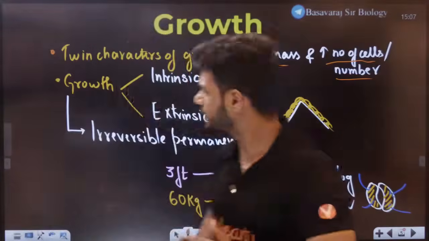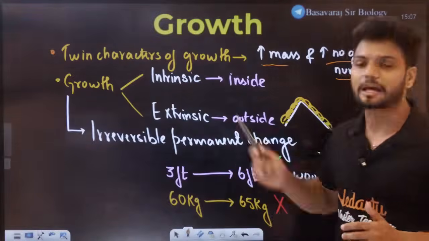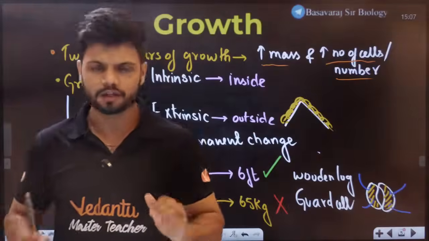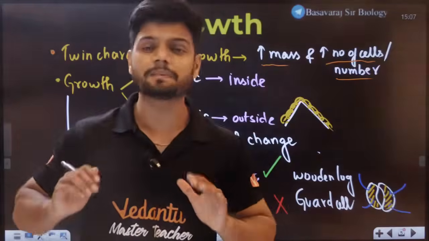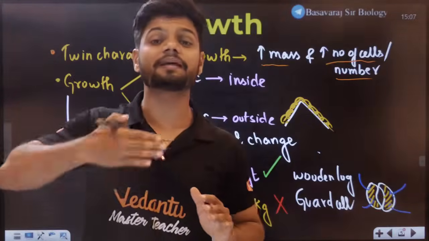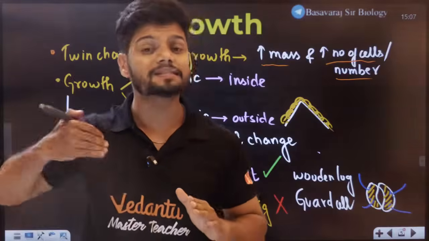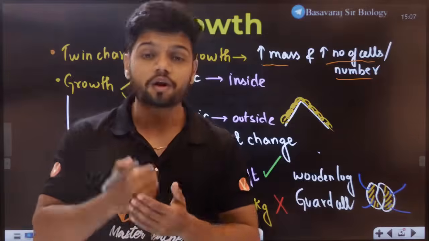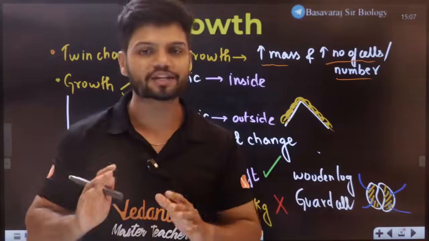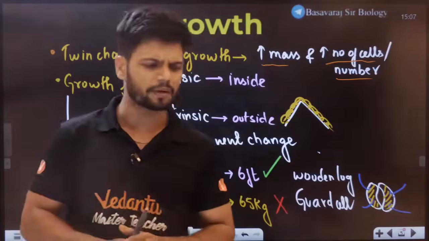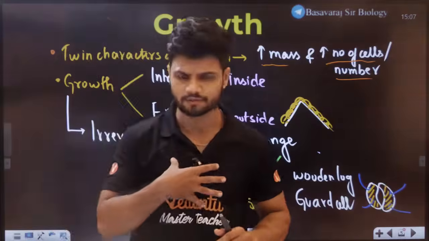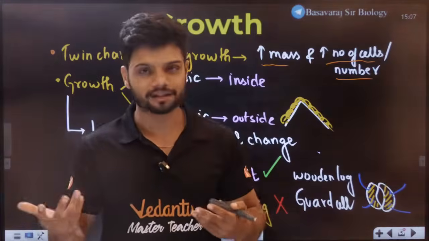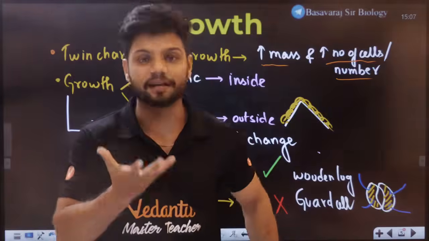Now all of you might remember growth can be of two types: intrinsic growth and extrinsic growth. What is the difference? Intrinsic means from the inside. Growth from the inside is called intrinsic growth. Growth from the outside is called extrinsic growth. For example, we humans show intrinsic growth inside our body. We are growing from the inside.